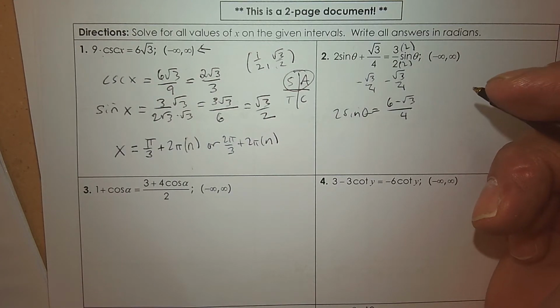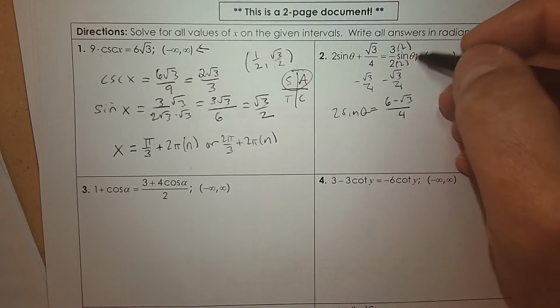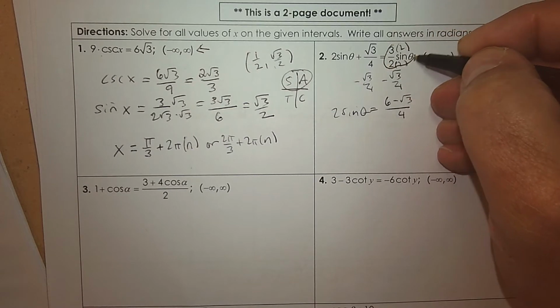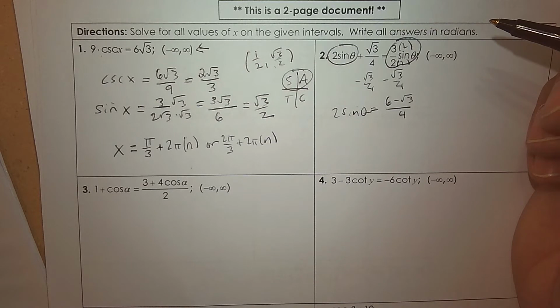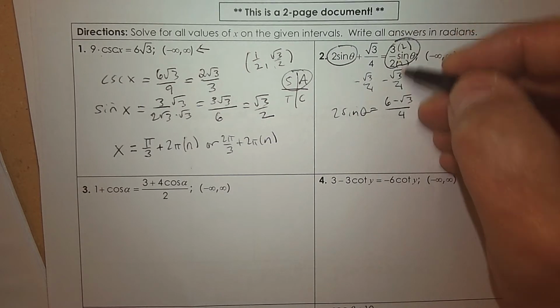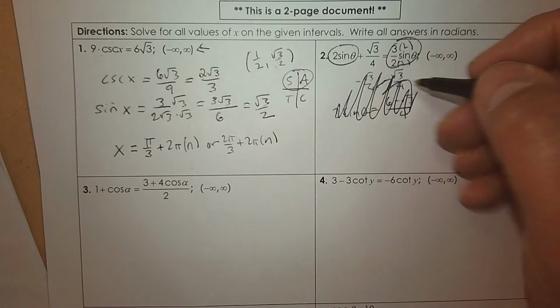Oh, I know what I did wrong. It was all kind of squished in there. I have to combine like terms, so I want to bring those together. I'm going to subtract 3 over 2 to the other side so the sine thetas can be together.